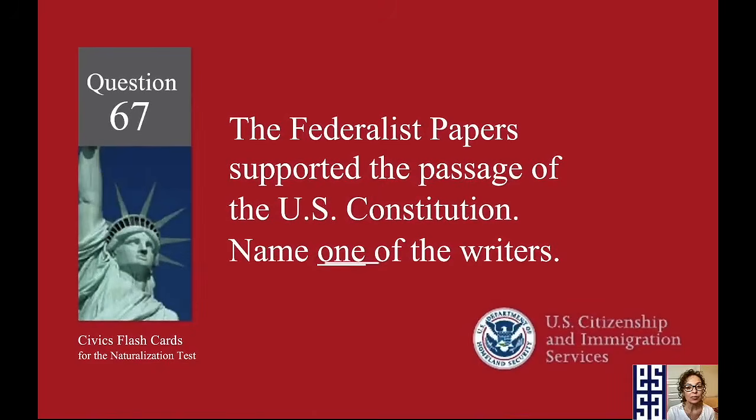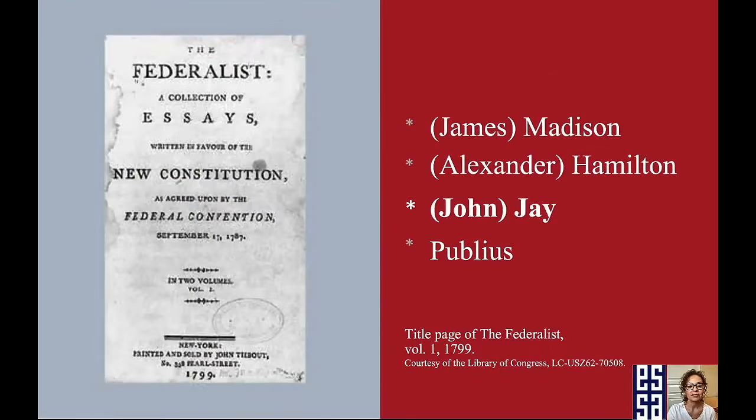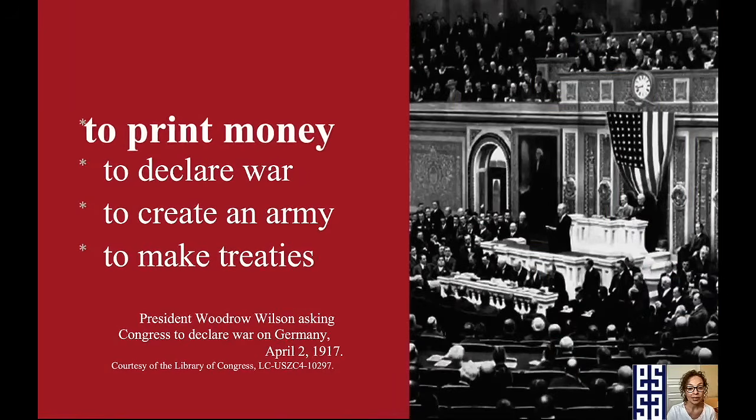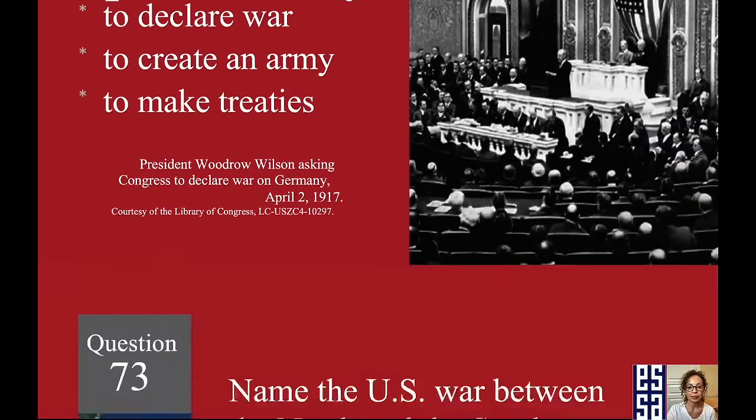The Federalist Papers supported the passage of the U.S. Constitution. Name one of the writers. John Jay. Under our Constitution, some powers belong to the federal government. What is one power of the federal government? To print money.